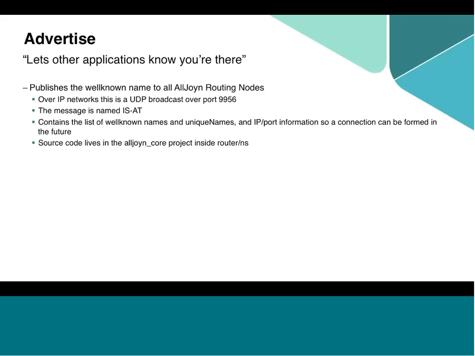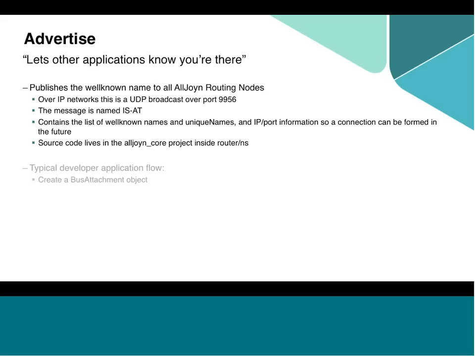If you're really curious and want to see what we're doing in the source code, you can go into the AllJoyn core project, and you can pull that down from the AllSeen Alliance Git repository. Inside AllJoyn core, there's the router software, and that's the routing node software. Inside that, you'll see the namespace, NS, and that has all the code that handles sending out these multicast packets and creating the mapping of the well-known names and the unique names to be able to identify things.